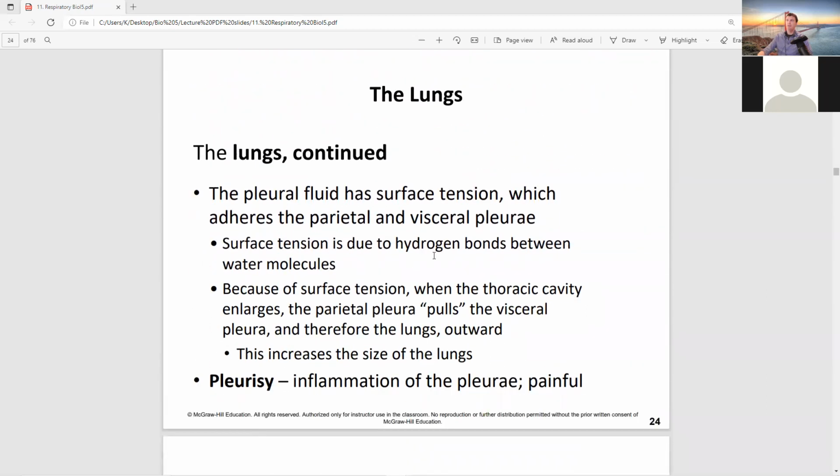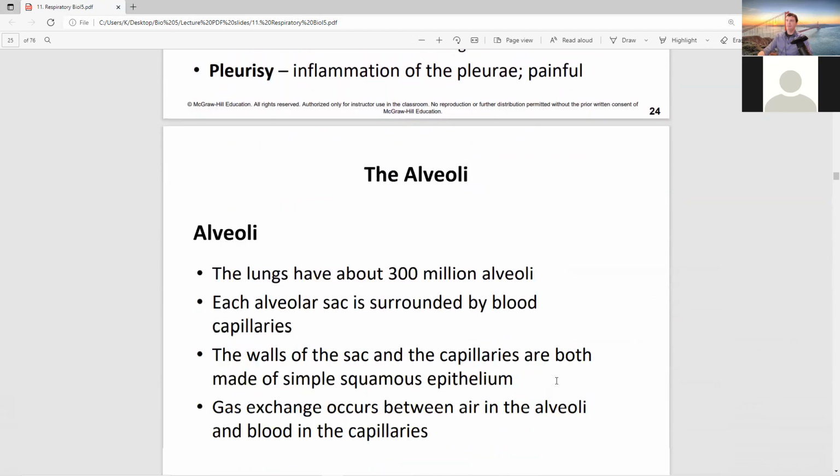The pleural fluid has surface tension, which adheres the parietal and visceral pleurae. Surface tension is due to hydrogen bonds between water molecules. Because of surface tension, when the thoracic cavity enlarges, the parietal pleura pulls the visceral pleura and therefore the lungs outward. This increases the size of the lungs. And then pleurisy is the inflammation of the pleurae, which is super painful.